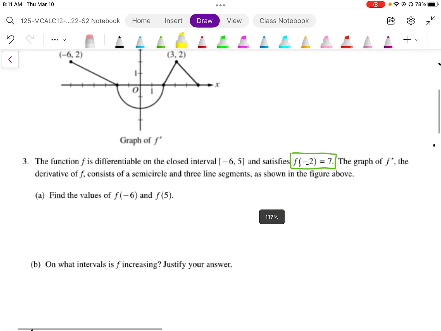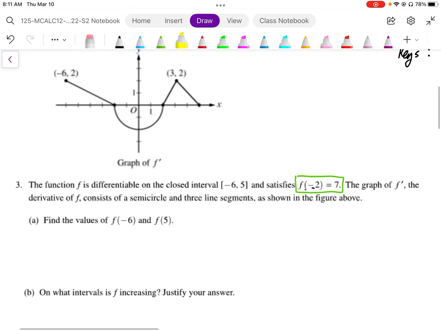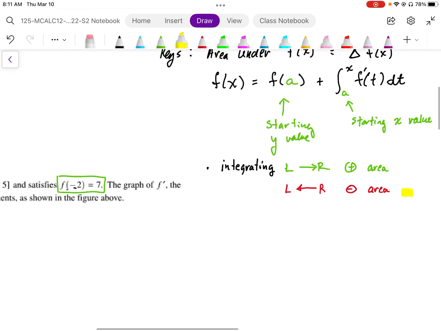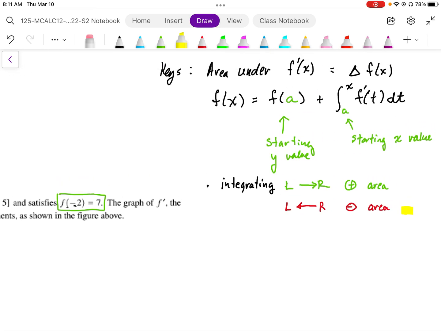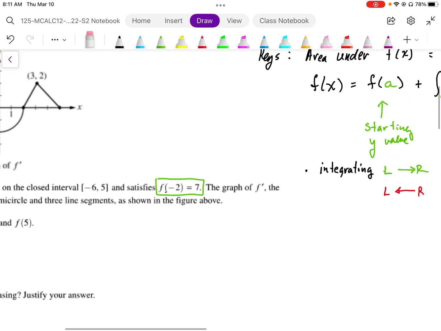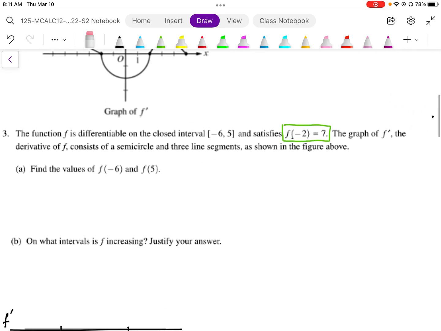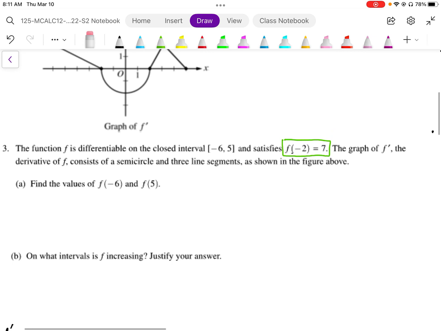So taking a look at this question here, it says f is a differentiable function on the interval -6 to 5. We've been given an initial point at f of -2 equals 7. So that is our starting value. That's our f of a. So when we calculate values of f, that's our initial condition where we want to start from. And to set up then the integral to find f of -6, we do it like this.